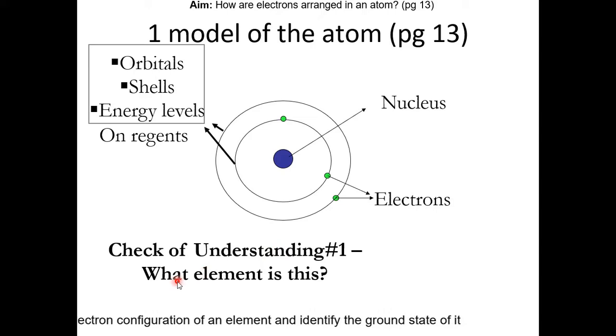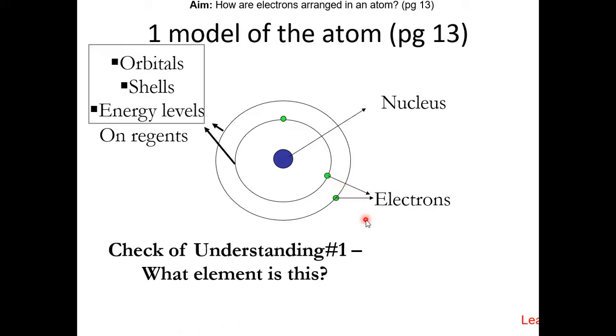So check of understanding, what element is this? Since we're given an atom, we assume it is neutral, right? If it's neutral, protons equals electrons. And since there are 3 electrons, there must be 3 protons. So the answer is lithium, Li.